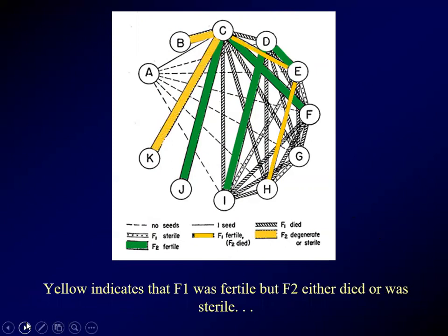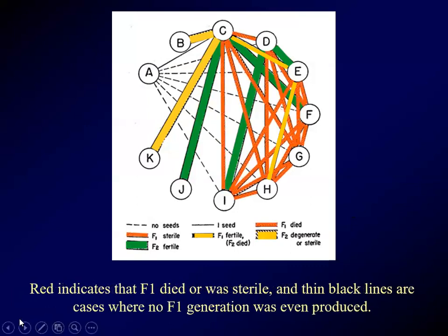In yellow, he crossed those linked populations that he crossbred, and the F1 offspring were fertile, but they couldn't produce an F2. The F2s either died or the F2s were sterile. And then red indicates that F1 either died or was sterile. And then the thin black lines are cases where no F1 generation was even produced, no interbreeding at all.